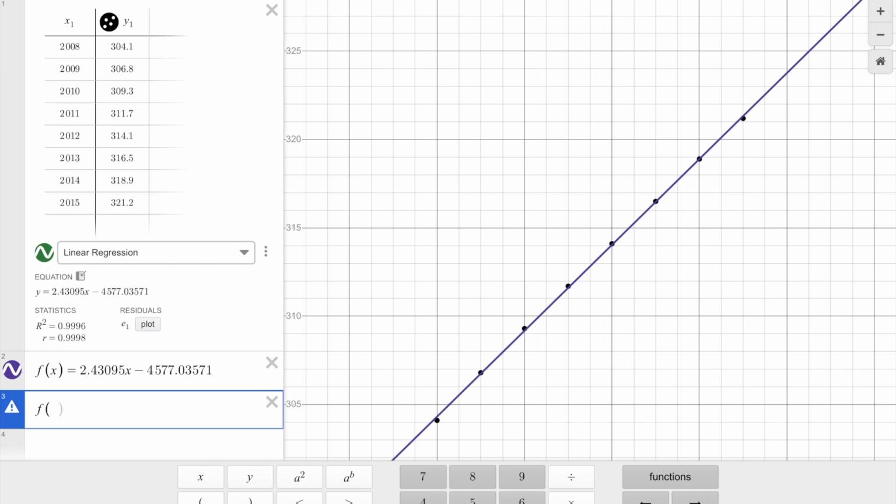Let's say I wanted to predict, I don't know, the population in 2020. And this predicts 333 million, which is probably decent. Now, whenever you're making predictions outside of your data set, our data set only goes from the year 2008 to 2015, that's called extrapolation, and it's dangerous just because the further away you get, the less likely it is to be a reliable estimate, okay? But that's how to plot a data set, get a good window, and do a regression in Desmos.